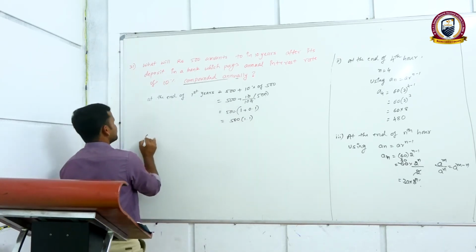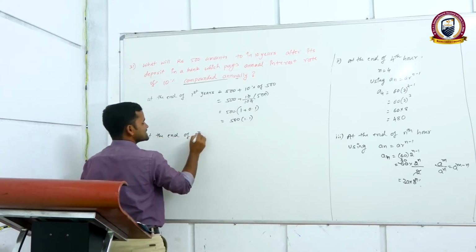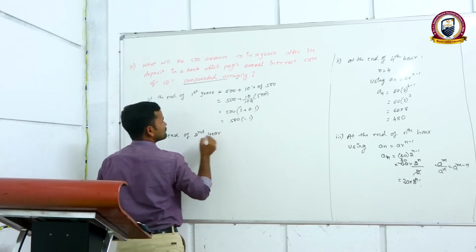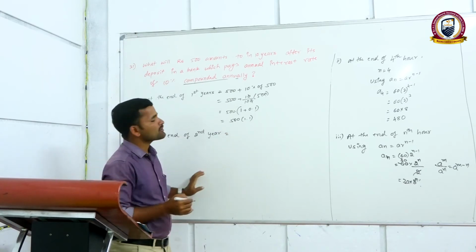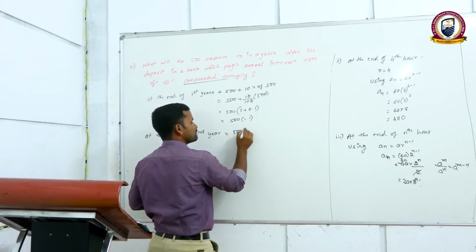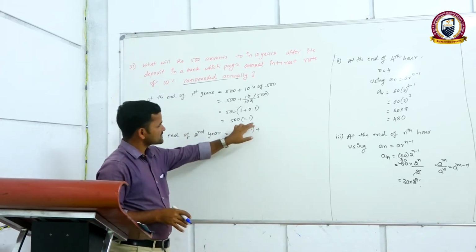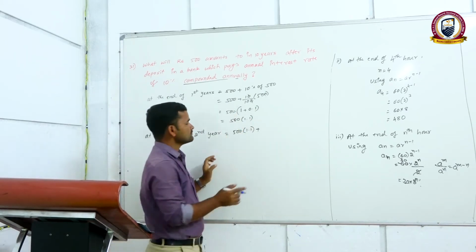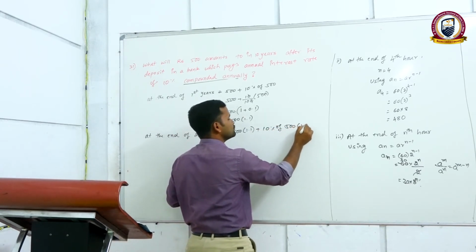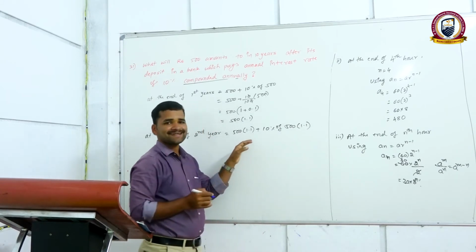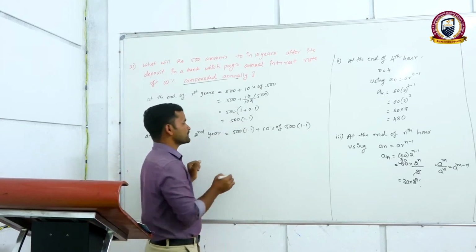Next, at the end of the second year, what happens? Now the principal amount is 500 into 1.1. You have to be careful. 500 into 1.1 is the amount, plus 10% interest for this amount, 10% of 500 into 1.1, because for the second year the principal amount is 500 into 1.1. You have to be careful.